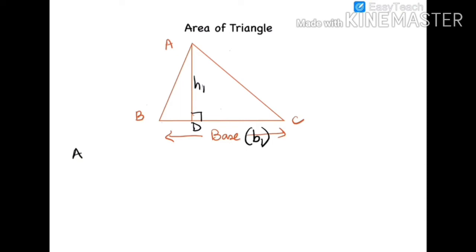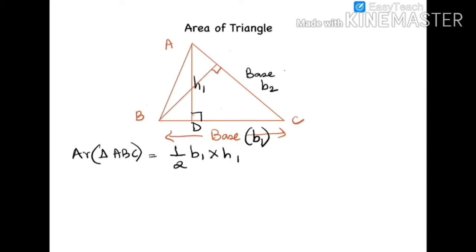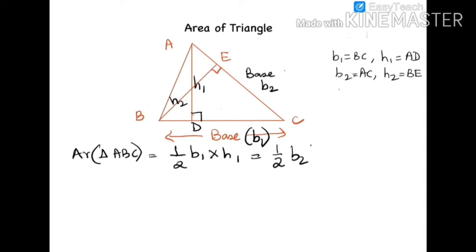So the area of this triangle ABC will be given by half base into corresponding height. So half B1 into H1. If we take AC as the base, B2, then the corresponding altitude will be drawn from B perpendicular to AC. Let's mark this height as H2. So the area of same triangle can be given by half B2 into H2.